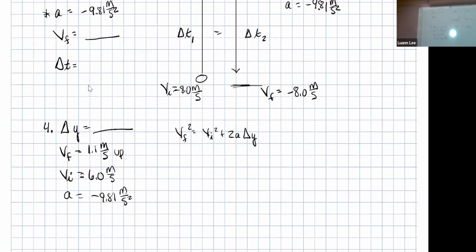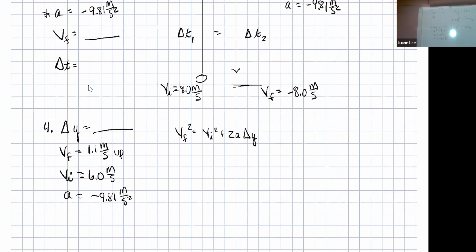I've changed the displacement from delta x to delta y to show that it's going up and down. I've always felt happier doing that because then I can keep them straight in my head, and your book likes that too. So we're good. So now we need to rearrange this to find delta y.